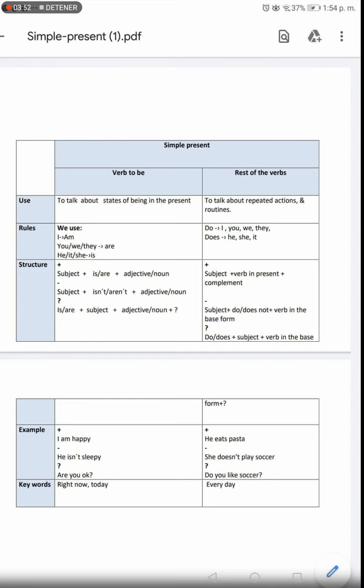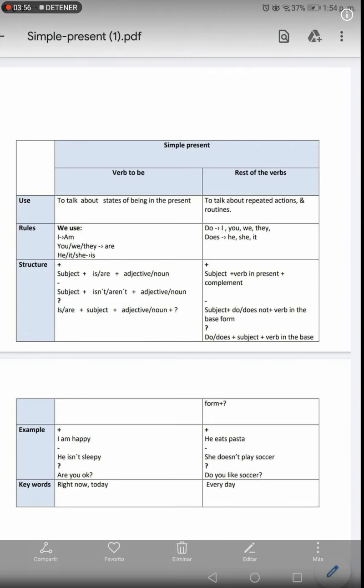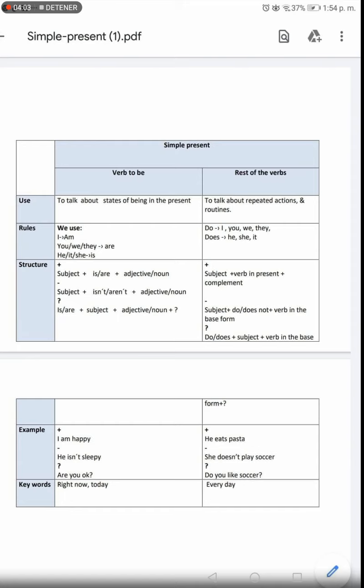Finally, for the structure in question, we have do, does, plus the subject. The subject is I, you, we, they, he, she, or it. Do or does depending on the pronoun. And the verb in the base form.